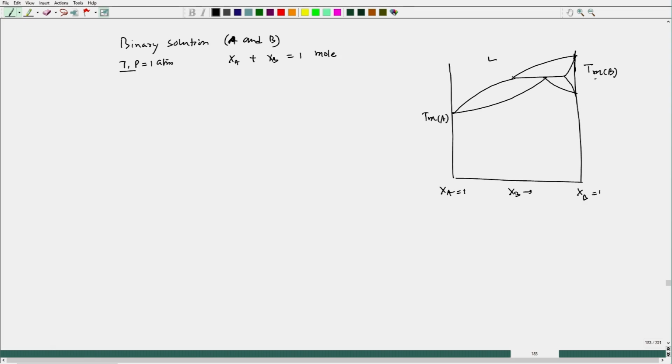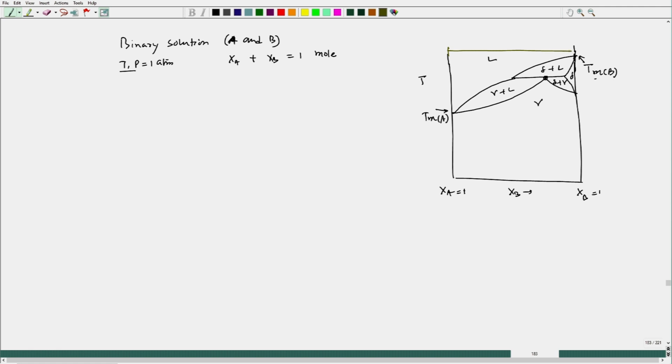Okay, so this is liquid, this is delta plus liquid, gamma plus liquid, this is gamma, this is delta plus gamma. This is the phase diagram of a typical peritectic transformation, and this is the peritectic point. Now, this is TMB and this point is TMA. If I try to see the free energy composition diagram at different temperatures, I will mark those temperatures.